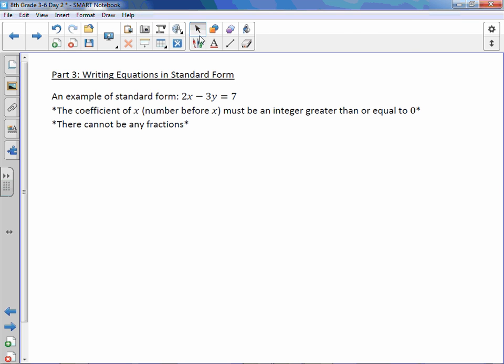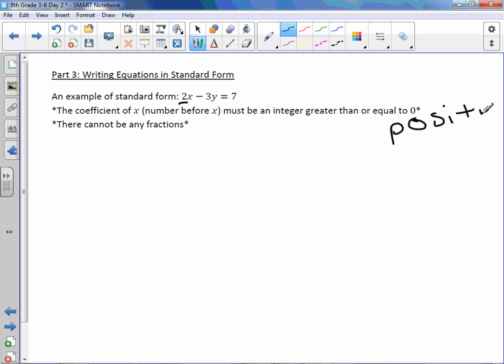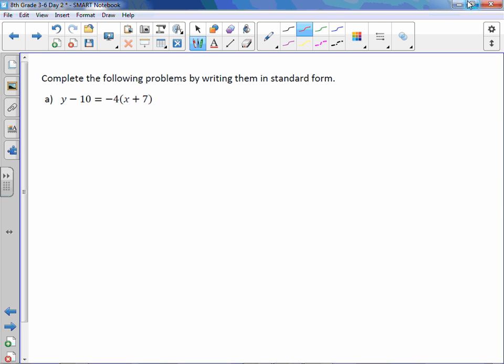The coefficient of x, or the number before x, just the number part, must be greater than or equal to 0. In other words, it must be positive. And also, there cannot be any fractions in standard form. So our x and our y terms have to be together. Our number by itself. X has to be positive, the number before it. And there can't be any fractions. So let's take a look at some examples here. Complete the following problems by writing them in standard form.